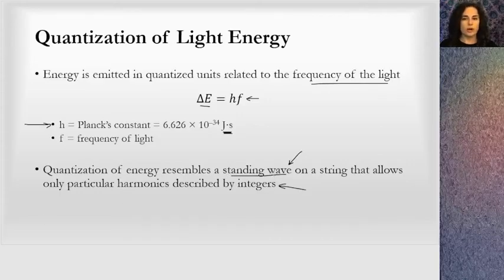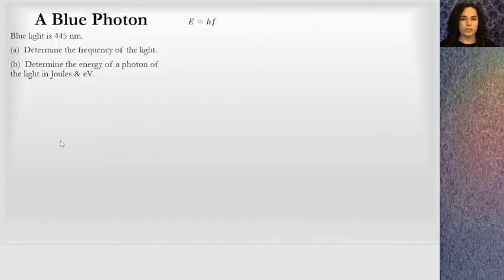But I wanted to just pause for a second and use this equation. This equation is pretty easy to use, and you can see that I just did E equals hf. It says blue light is 445 nanometers. Determine the frequency of the light. Determine the energy of the photon of the light in joules and in electron volts. So let's work on the first part here. Determine the frequency of light.